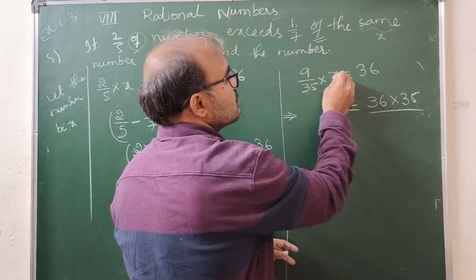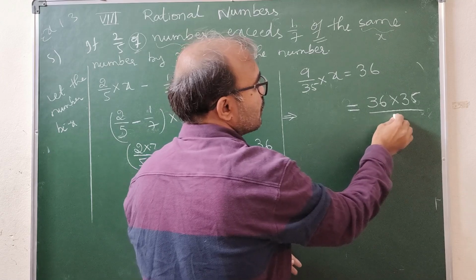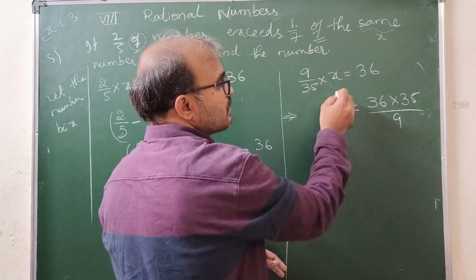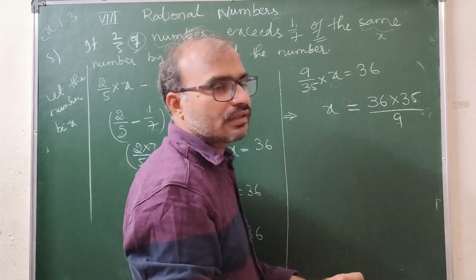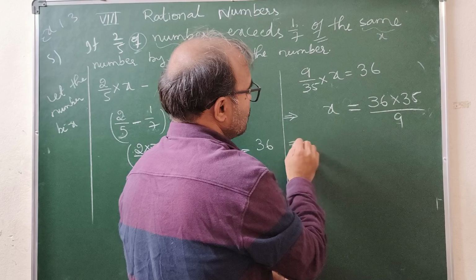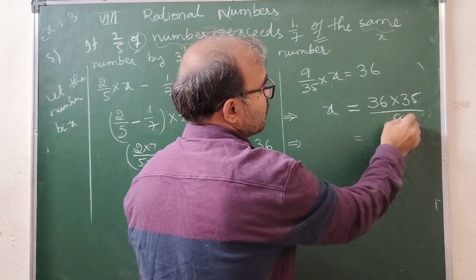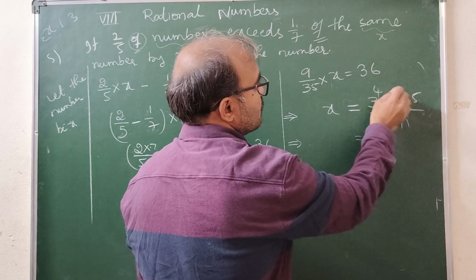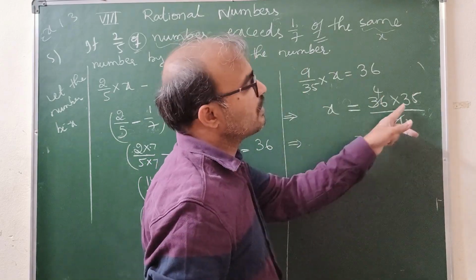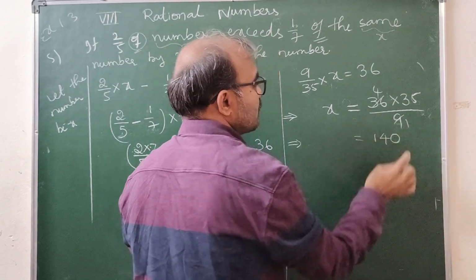9 is multiplying here. If you take it to the other side, it will divide, right? So what is remaining here? x is remaining. Write that x, implies x is equal to 36 times 35 divided by 9. 9 ones 9, 9 fours 36, so 4 times 35, 35 fours, 35 to 70, double 70 is 140. That is what 4 times 35 is, 140, right?